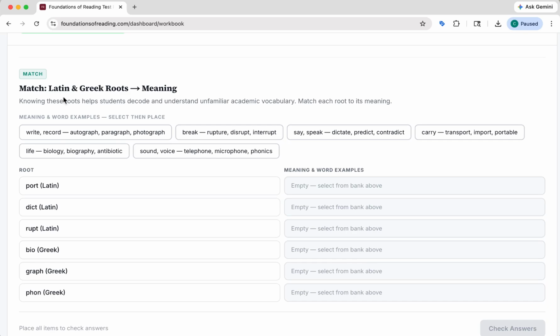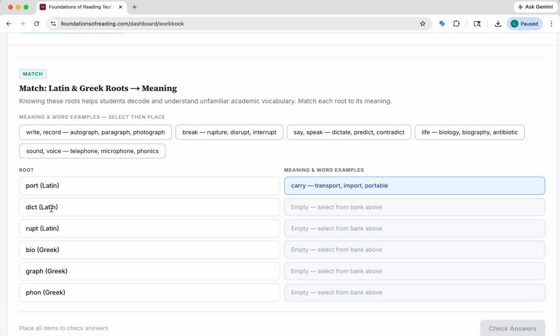Moving on, we have Latin and Greek roots. Yes, we teach our students these Latin and Greek roots because they help students solidify the meaning, kind of like what we're doing here. So we need to match the roots with the meaning and word examples. Port. If we take a look here, does port mean to write, to break, to say, to carry, to live, to sound? Port is to carry, right?